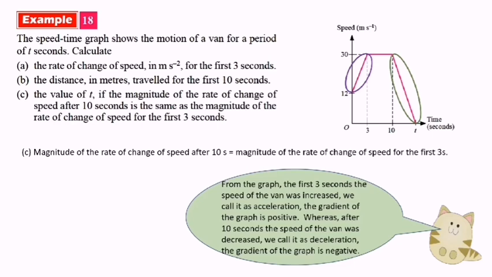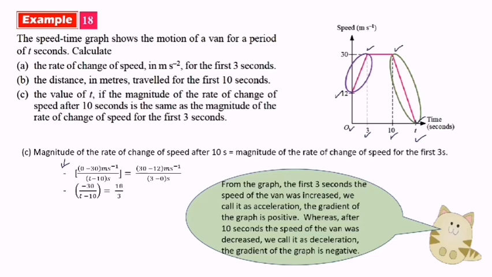We want to compare the magnitude of both answers. We must put a negative sign at the front of the rate of change of speed after 10 seconds. So here is the negative, we put it. Magnitude of the rate of change of speed after 10 seconds equals magnitude of the rate of change of speed for the first 3 seconds. Negative (0 minus 30) over (t minus 10) equals (30 minus 12) over (3 minus 0).